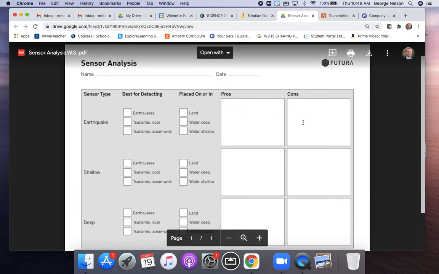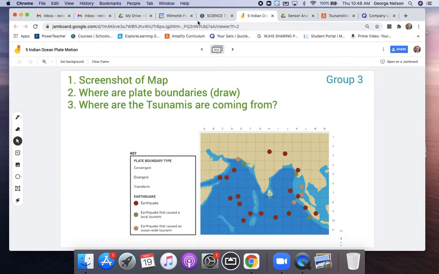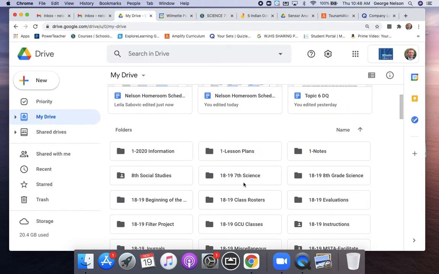How would you know the pros and cons? Pros are good things. What are they good at doing? Are they cheap? Let me pull up the Jamboard because I made a good question to go with today to go with those.